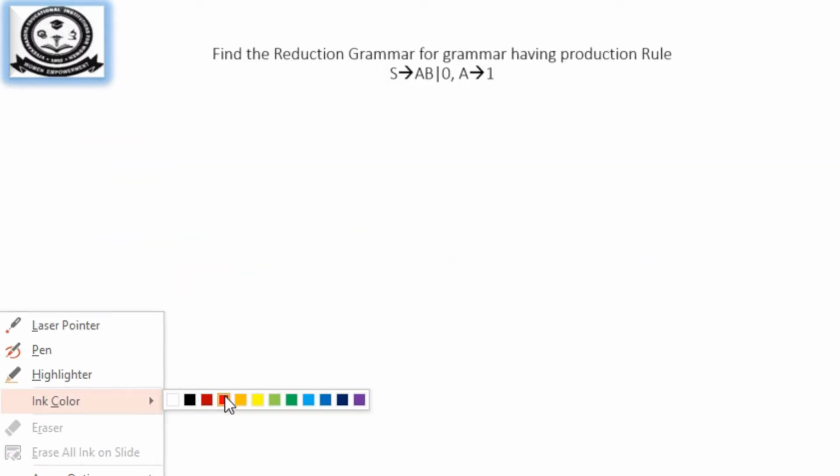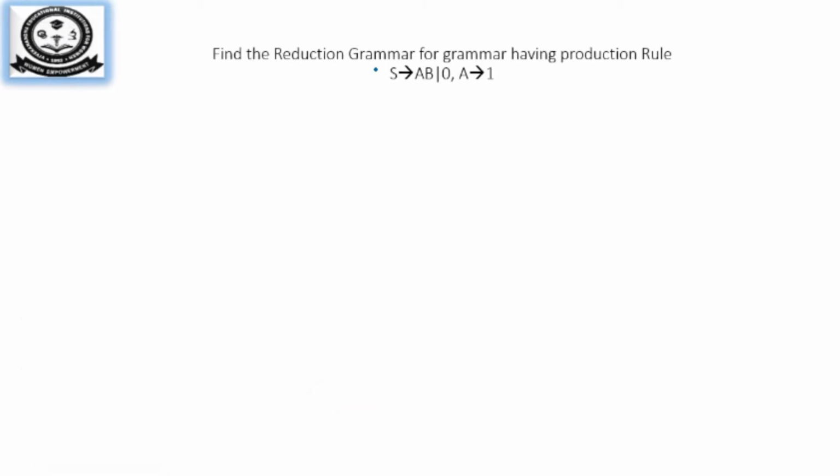Let us see how a given context-free grammar is reduced. First we write the production rules: S tends to AB or 0, and the second one is A tends to 1. Here we start with phase 1. We have to find out the terminal symbols, which here are 0 and 1. We take 0 and 1 as our terminal symbols.